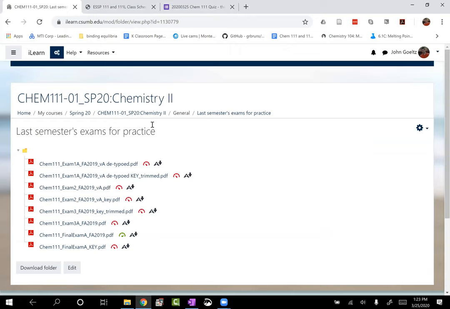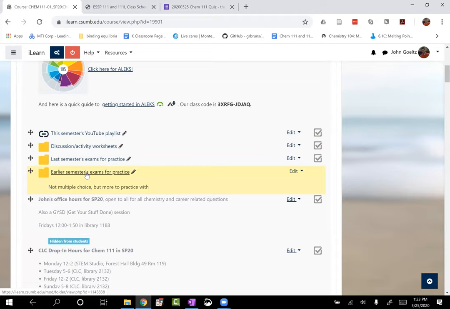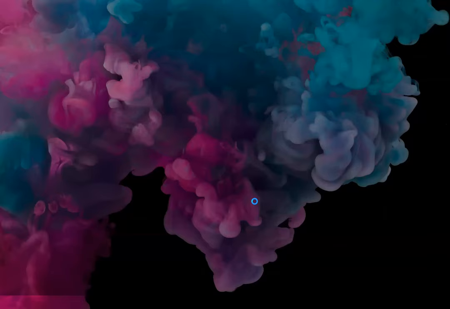While we're here, there's one more thing I want to show you. Last semester was the one that we went to multiple choice. There are earlier semester exams, so it's still me making the questions, so there's still a lot of overlap, but there's an entire folder of the previous couple of semesters' worth of exams. So they're not multiple choice, but you can still get the practice in, and all of those have different versions of keys as well.